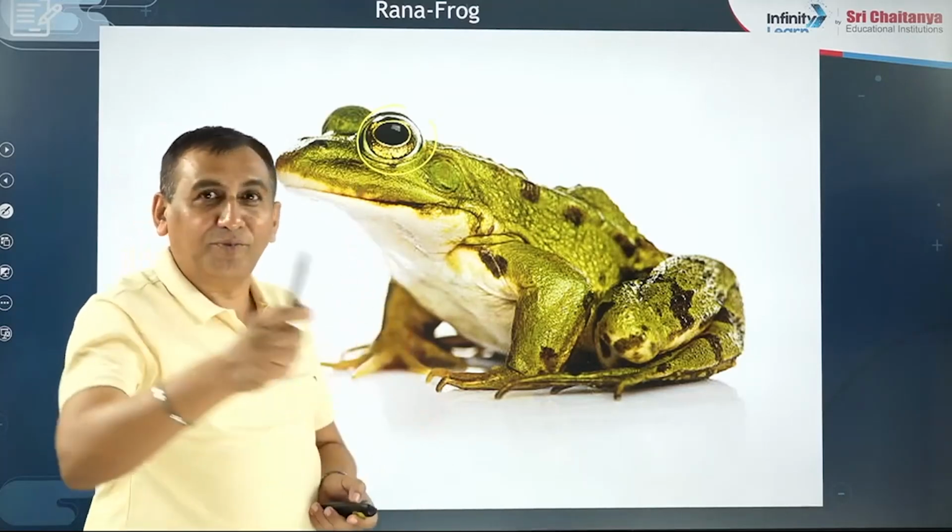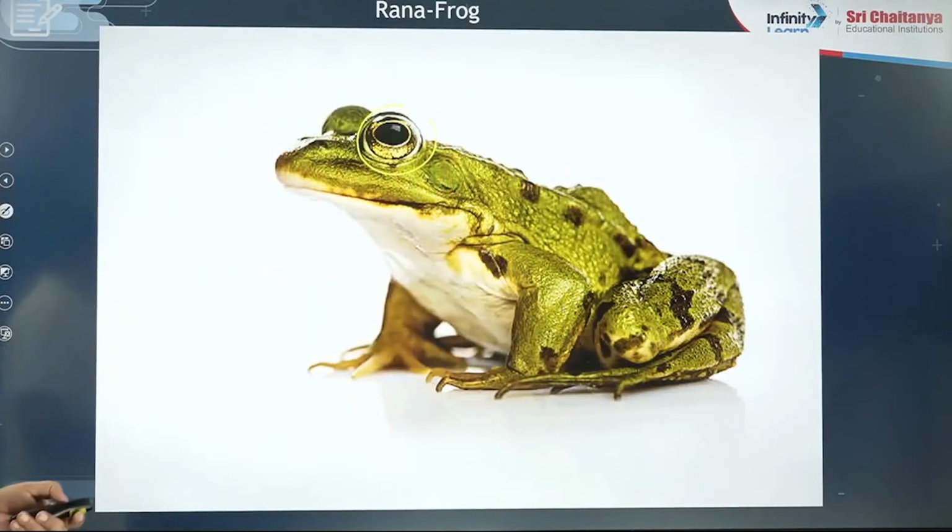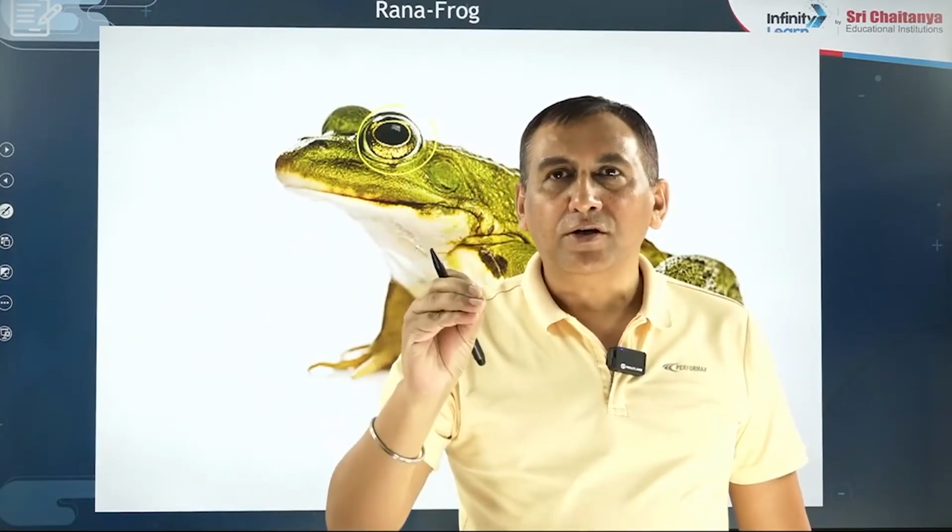See the eyes. It is observing you people. If you will not fill the form, it will come to you. It is observing you. Just see. So just coming, that is the frog. Frog is known as the Rana. Best example of class amphibia is the frog.